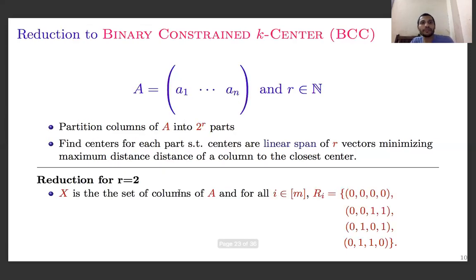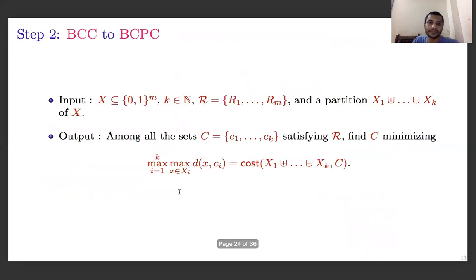So we reduced our problem, low rank matrix approximation, where our objective is to minimize the column sum of A minus B, to binary constraint k-center. And now I will explain how to reduce this binary constraint k-center to another special kind of k-center problem, which is binary constraint partition center.